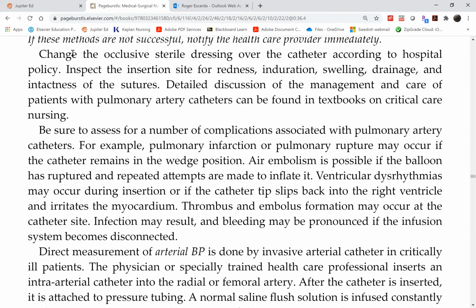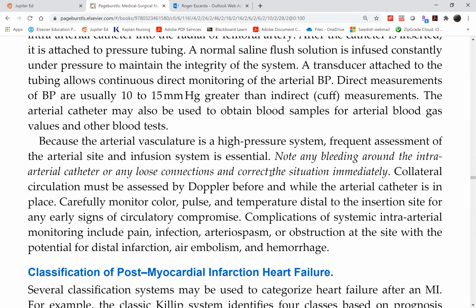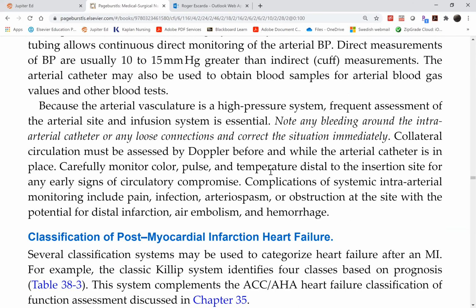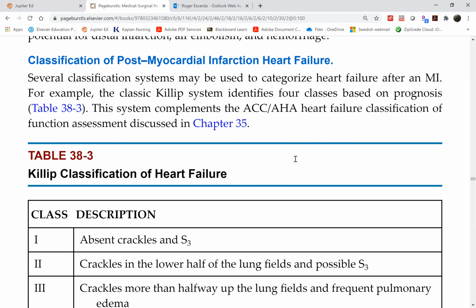I won't do any of the care for it though, because that's advanced nursing care. But basically, it's like a central line. It's an invasive line. You could use it for medication administration, but we'd rather not.